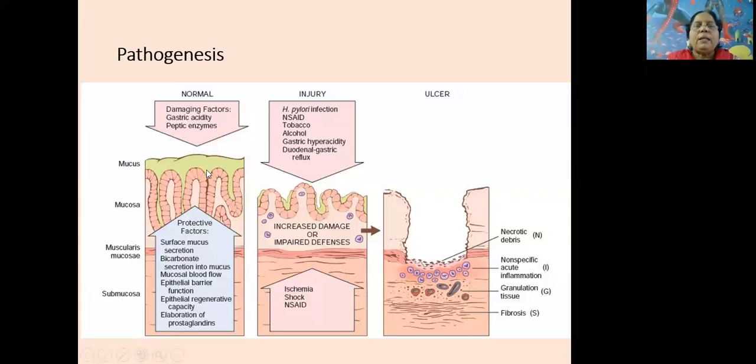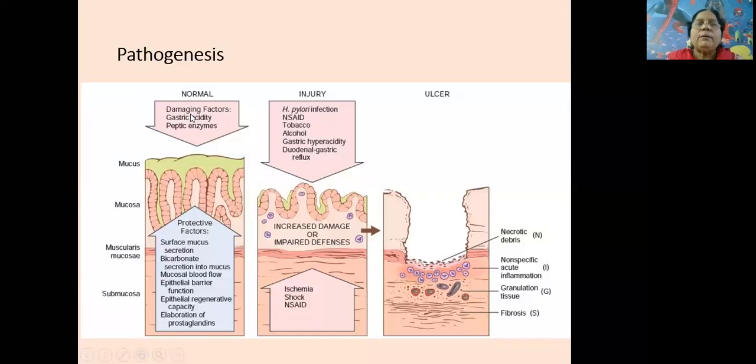Then the epithelium forms a barrier function. Then, as we all know, when the epithelium gets denuded, more regenerative epithelium is formed. That capacity may be reduced in old age. Then prostaglandins. Why these prostaglandins are important, I'll tell you. So these are all very important. The mucosa, muscularis mucosa, and the submucosa all have some role in this protective action.